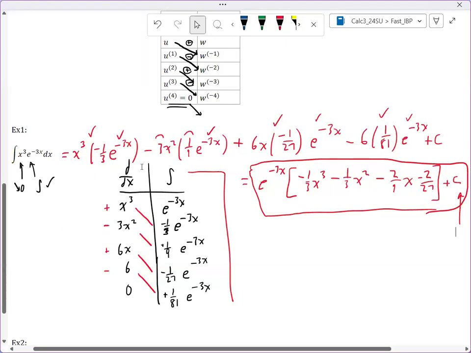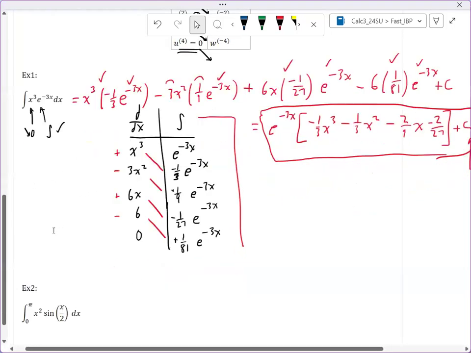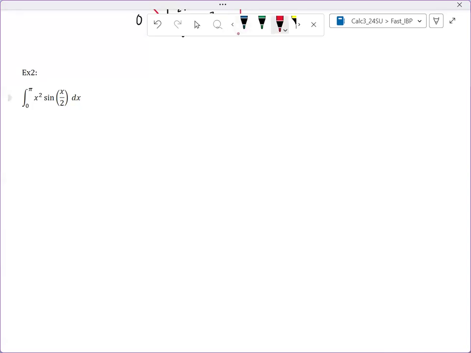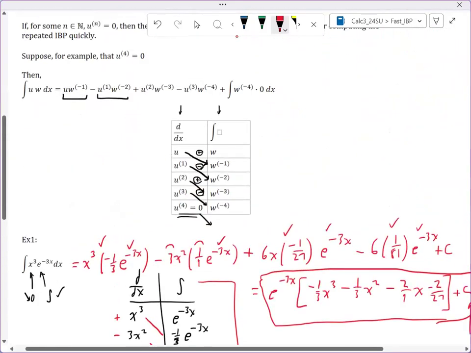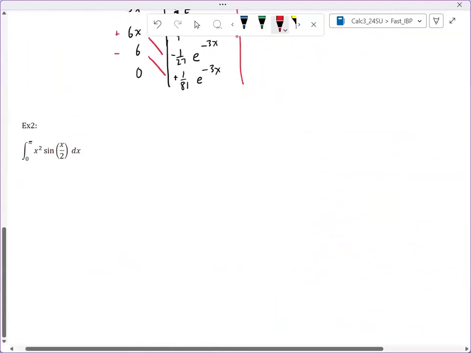Obviously, doing this step by step, doing a bunch of integration by parts, picking u and dv and so on, would take quite a while. In a second example, say the integral from 0 to pi of x squared sine of x over 2 dx. How does having a definite integral affect any of this? Well, we're just going to evaluate this whole thing from a to b. So we could just find our antiderivative and then evaluate each term from a to b.